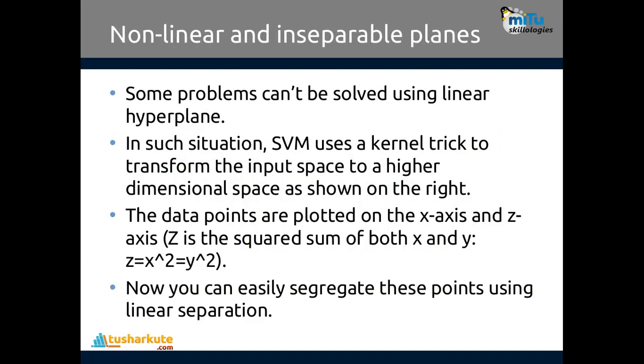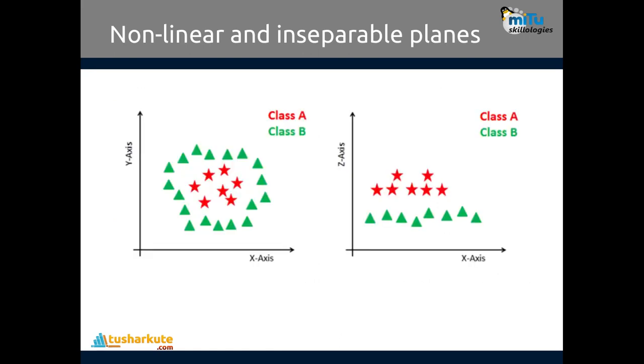Now this is how simple the algorithm is, but the important part over here is, if the data is not perfectly linearly separable, then what to do? Some problems can't be solved by using a linearly separable space. In such situations, SVM uses a kernel trick to transform the input space into a higher dimensional space. Here I'll show you on the next point. The data points are plotted on the x-axis and z-axis. Z is the squared sum of both x and y. Now you can easily segregate these points using linear separation.